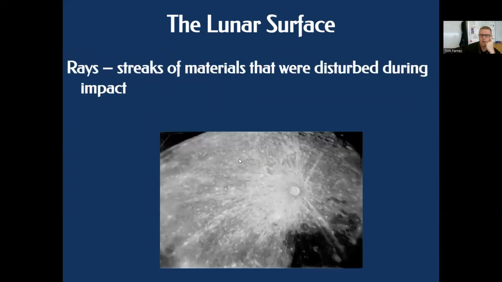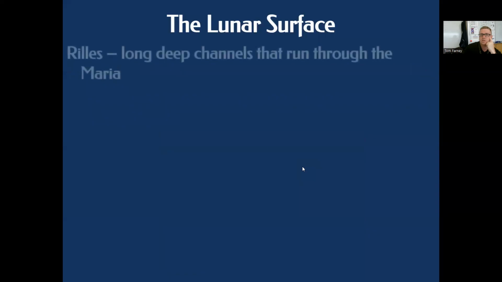leftover materials. Rays, if we can see here, are the really long white streak patterns coming out of the crater area. There are streaks of materials that were disturbed during impact. So again, ejecta, maybe really long ejecta, made these rays on the surface of the moon as it streaked along with it.